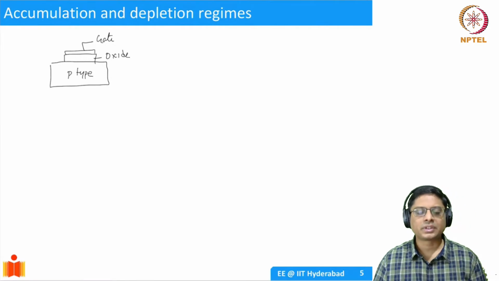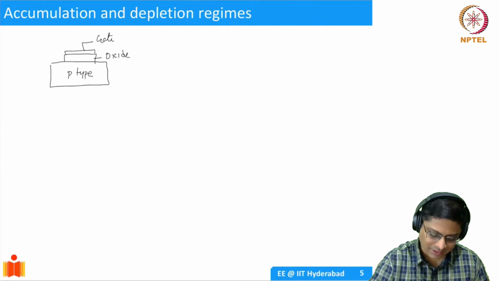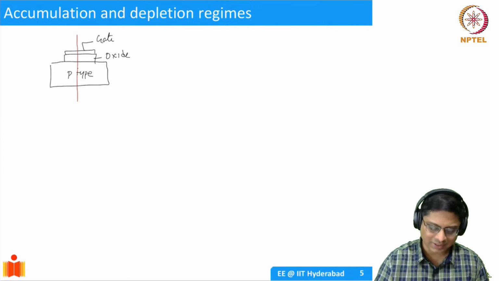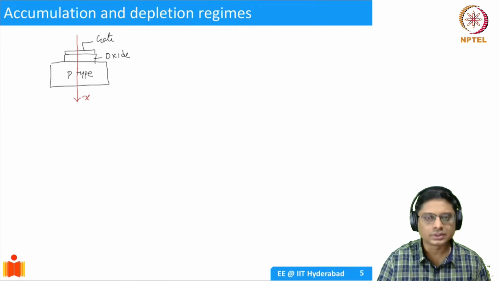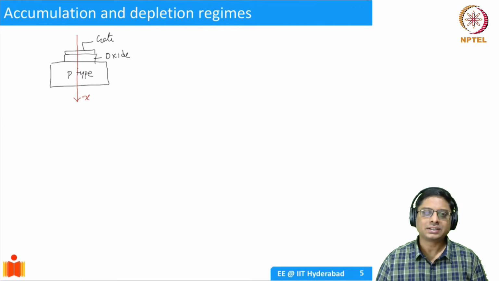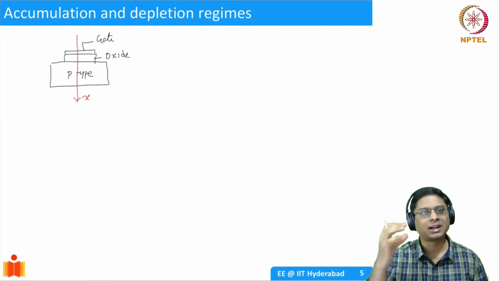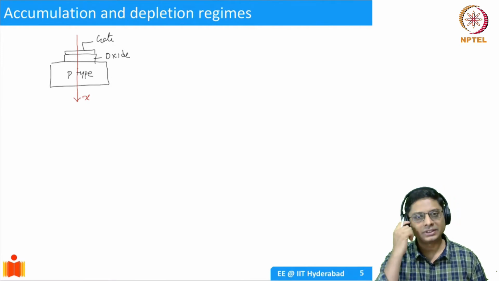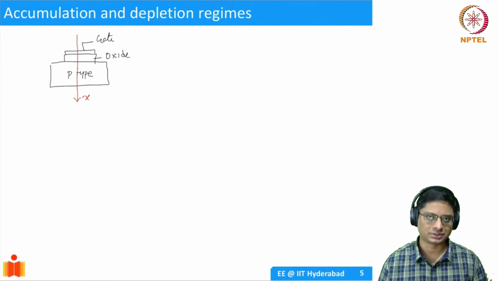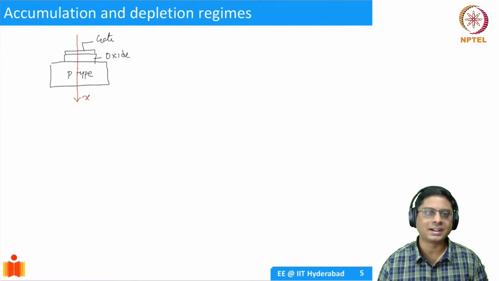Now I want to draw a band diagram as I go from the top to bottom. So along this axis, let's say this is X, I want to draw a band diagram. How would it look? To do that fully, we need to look at the Fermi level of the gate, the band gap of the oxide, and the band gap of the silicon. We have to take everything into account. That would be the full and proper thing to do, and we will do that in the next week. But today I want to focus only on the bands in silicon. That's why I call it a simplified band diagram.